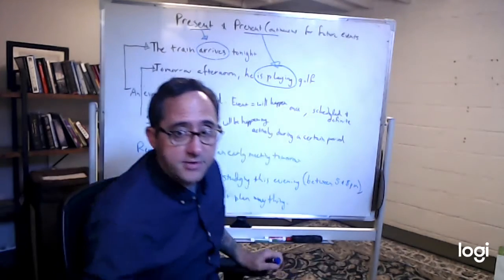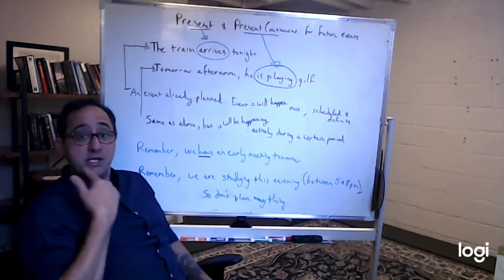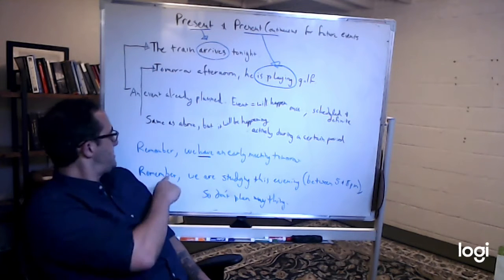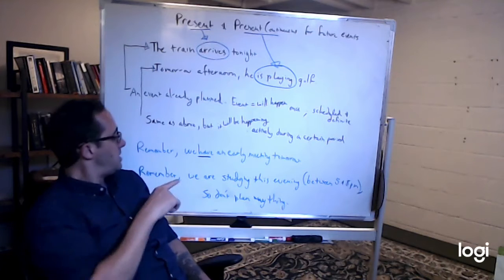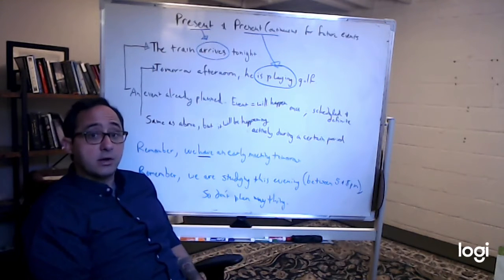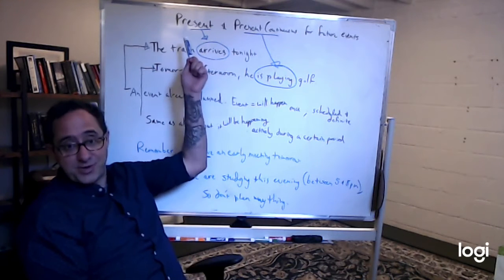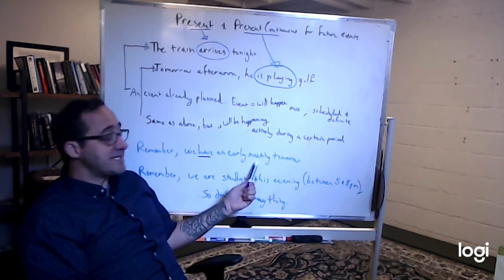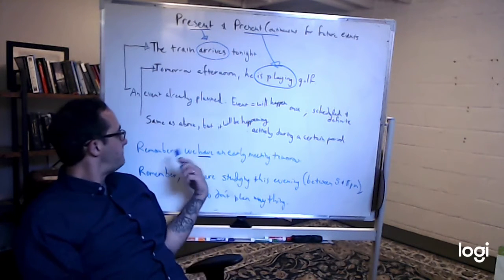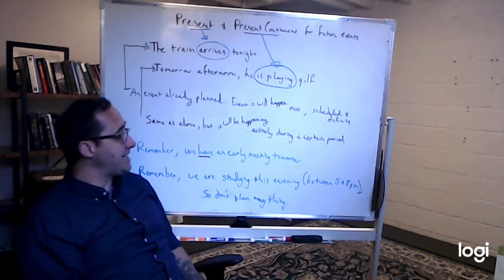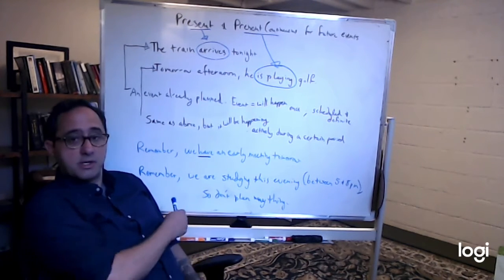So let's look at two other examples, and you think in your mind which one this is. Remember, I'm talking to you. Hey, remember, we have an early meeting tomorrow. Which one is this? Present tense, right? And notice it's a meeting, so it's a one-time event tomorrow. Remember, we have an early meeting tomorrow. Don't be late.